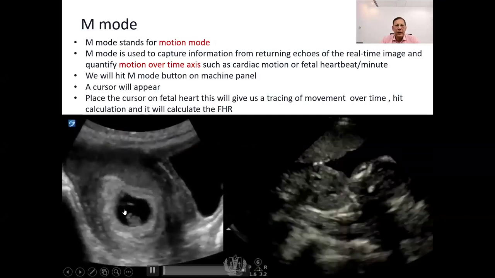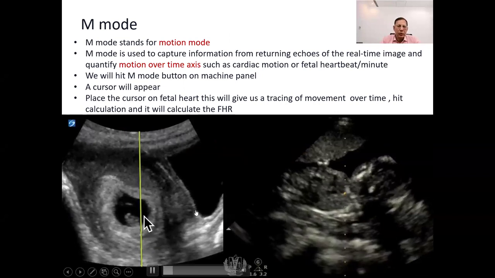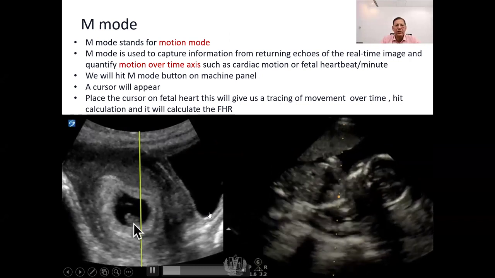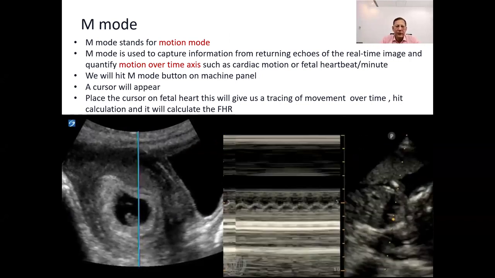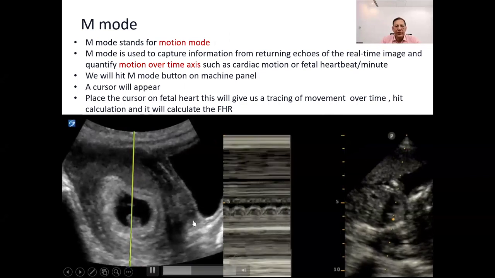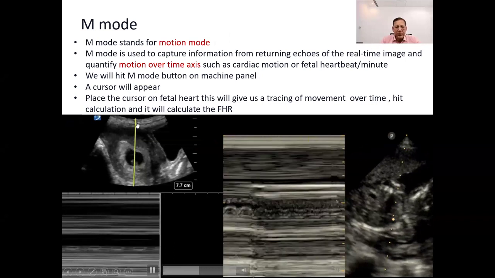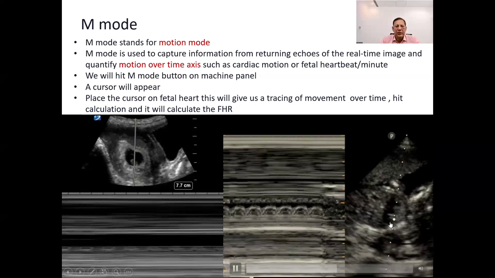M mode stands for motion mode. It is a specialized ultrasound imaging technique used primarily in echocardiography, that is the imaging of the heart, but can also be applied in other areas, such as obstetrics and musculoskeletal imaging. In M mode imaging, you have to place the cursor over the area you want to study. A single line of B mode data is recorded and displayed over time, allowing for analysis of moving structures.